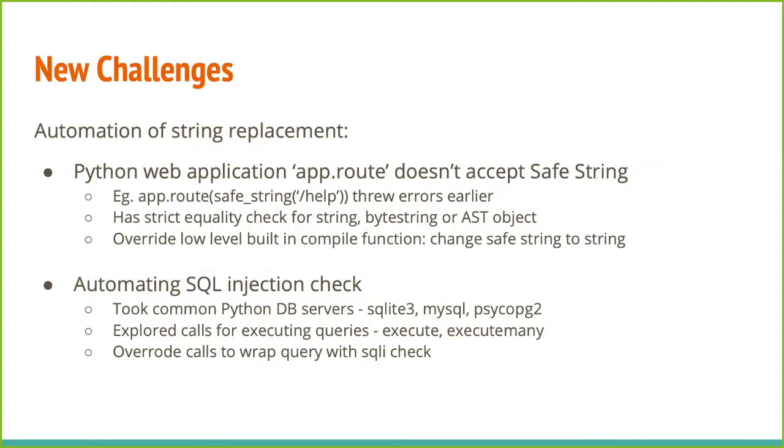As was mentioned earlier, we did automation of all the strings. So this was different from our earlier approach of allowing the programmer to specify how they want to treat SQLI attacks. Firstly, to do this, we faced two challenges in that the Python web application app.route does not accept safe strings due to a strict equality check for string objects. And in order to overcome this problem, we overrode the low-level compile function and changed our safe string object back to a string object, since this was not going to be untrusted in our opinion. The next part, as was mentioned earlier, is the automating of this SQL injection attack check.